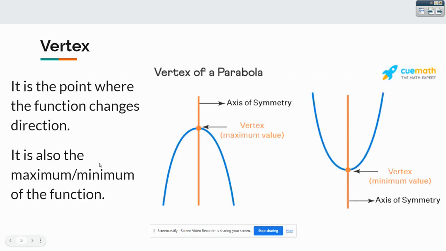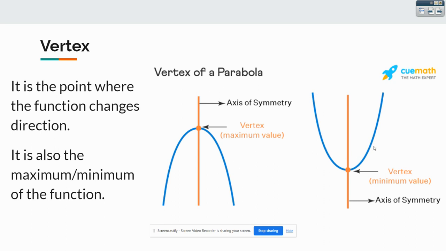So let's talk a little bit more about that. It's a point on the graph where the function changes directions. I feel like I've already talked about this in the last video, but we'll talk about it again. What we'll get to later is that it also becomes the maximum or the minimum of the function, depending on what it looks like. If the parabola is flipped upside down from what we're used to seeing, then that vertex point right here will be considered the maximum value of the function, because maximum means the largest, and this is the highest point on the graph.